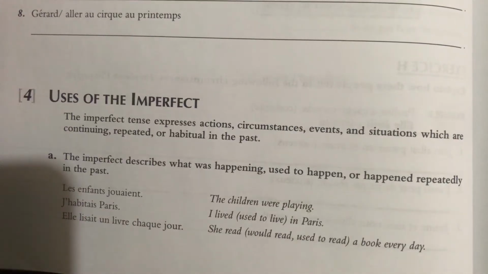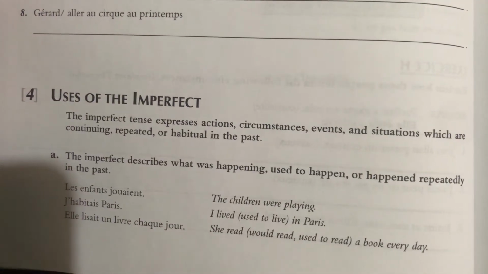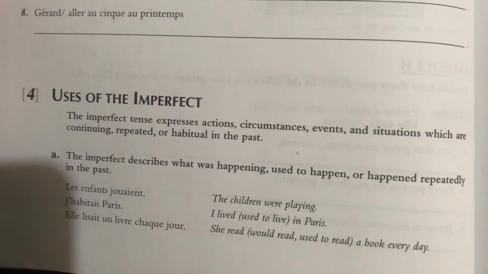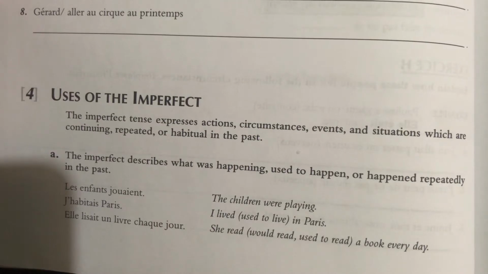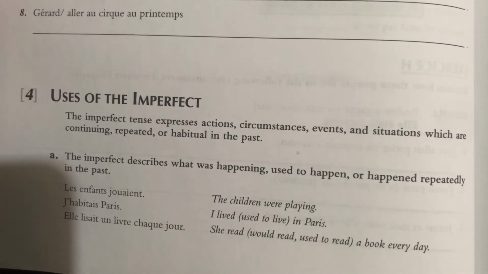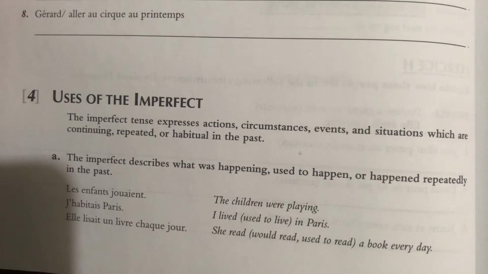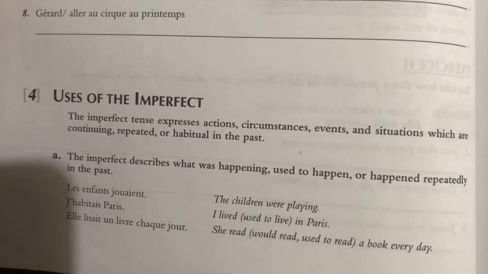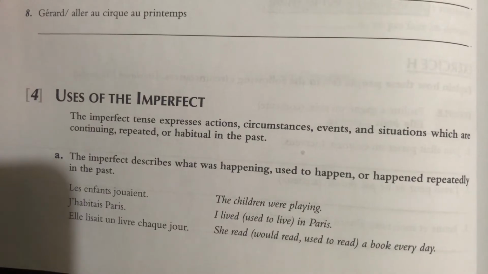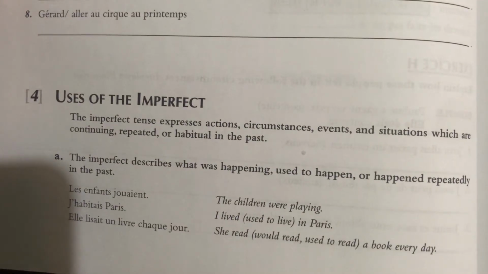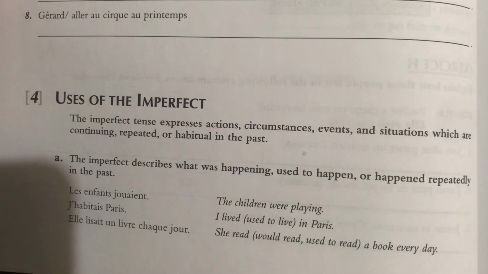Now let's look at some uses of the imperfect tense. The imperfect tense expresses actions, circumstances, events, situations which are repeated or continuous or even habitual in the past. All right, it's not what you're doing now, it's what you used to do, normally do, would do in the past. All right. First instance, the imperfect describes what was happening, used to happen, or happened repeatedly in the past.